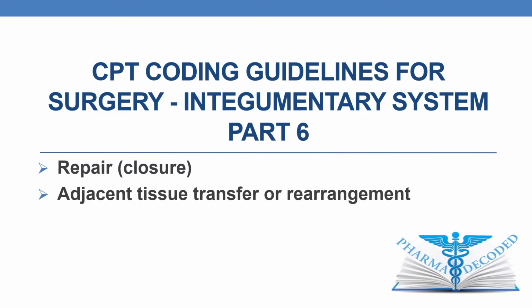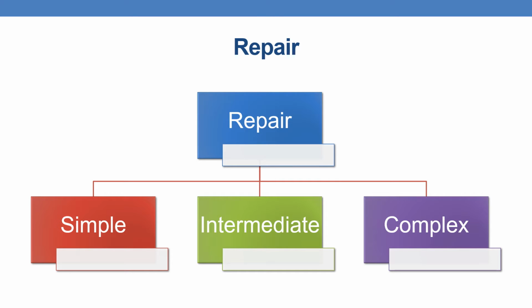Hello everyone, now let us discuss CPT coding guidelines for surgery, integumentary system part 6. In the current session, we will be focusing on repair and adjacent tissue transfer or rearrangement. Now first coming to repair. Repair can be of three types: simple, intermediate and complex.